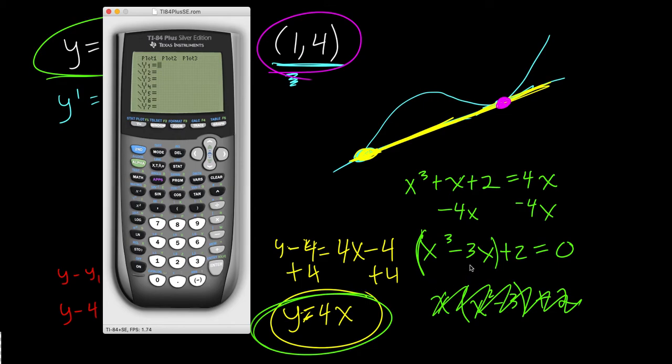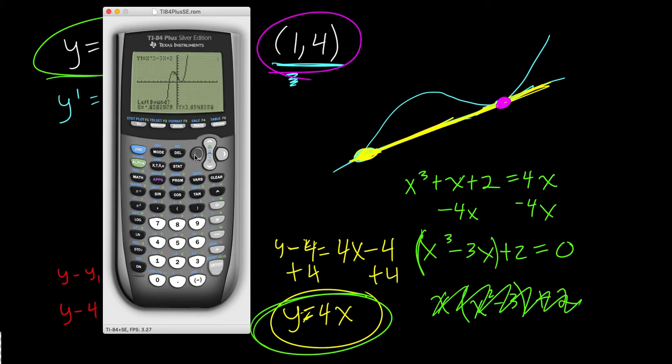Okay, so we have x cubed minus 3x plus 2. And we're going to see just where that crosses the x-axis. Okay, we see 2 spots. So I'm going to go second calc. I'm going to go 0.